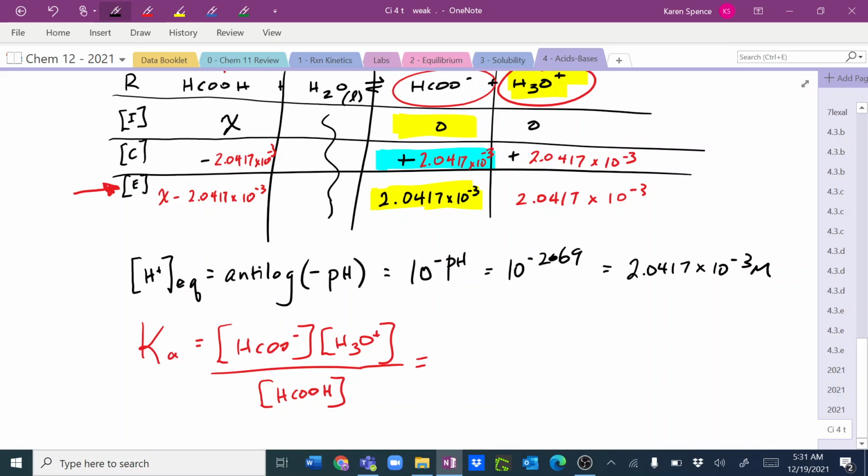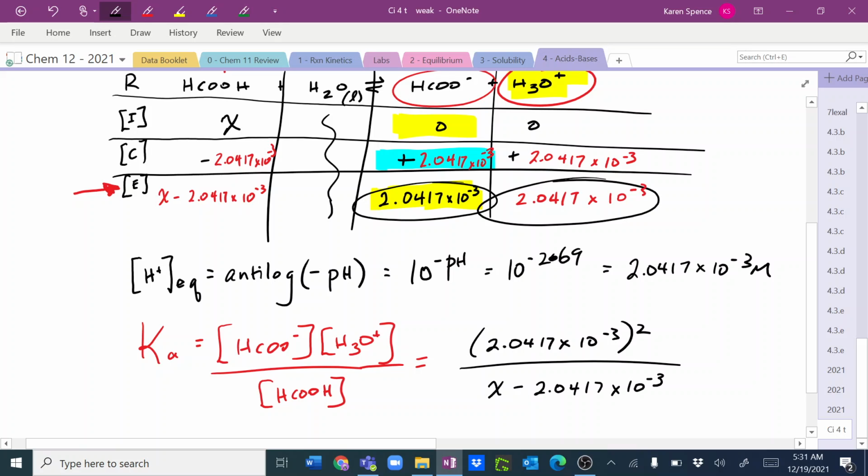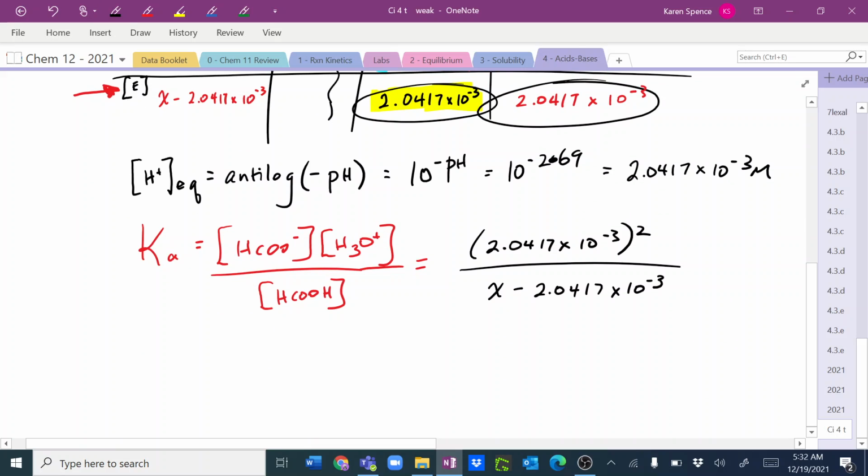And we have 2.0417 times 10 to the minus 3, and that is squared because I've got it both places here and here, over x minus 2.0417 times 10 to the negative 3. Now, some people would be tempted to say, oh, assume this is insignificant, but you don't need to because it is a real number. So don't assume that that is insignificant. That would just be letting yourself in for a rounding error later on that might cause you problems.